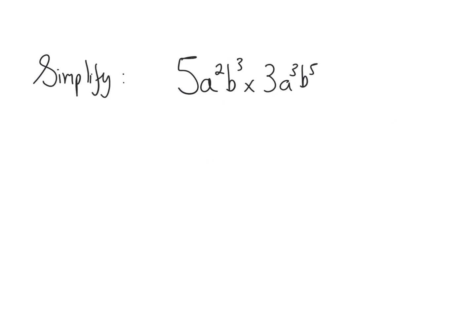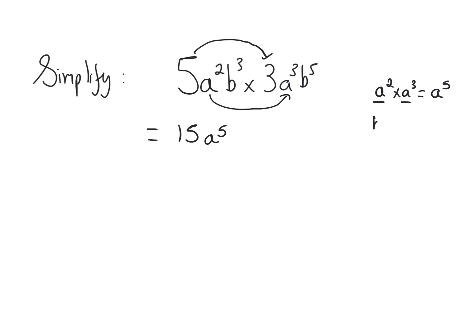We're now going to move on and look at 2 examples where we are multiplying. So this time, the first thing we would do is we'd do 5 times 3 to give me 15. Then we're going to do a squared times a cubed. Now, this is where we need to remember the laws for indices. We are multiplying with the same base number. Therefore, we add the powers, and 2 add 3 is 5.